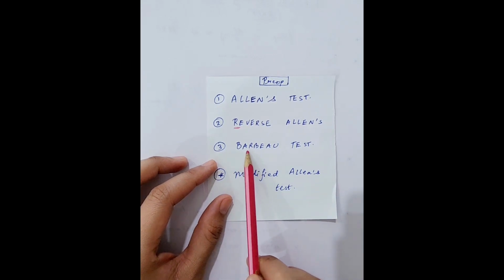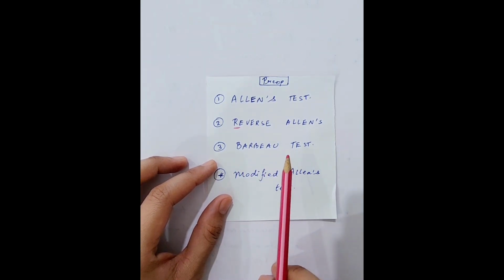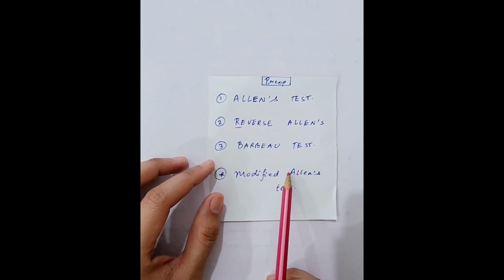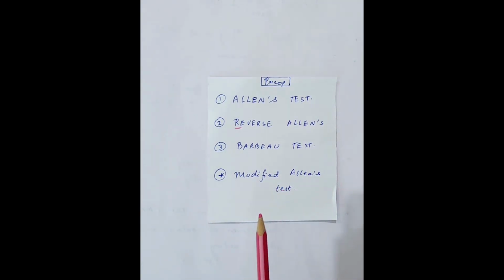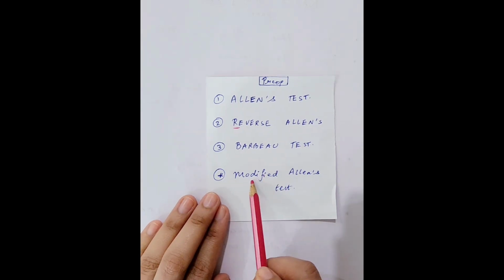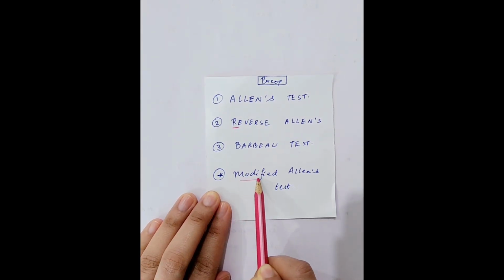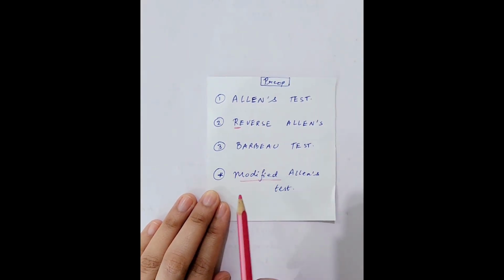There is also a test known as the Barbeau test, which is basically similar to an Allen's test, but in this case a pulse oximeter probe is used to assess the vascularity of the hand. So remember, when we are talking about a radial artery forearm flap, we are talking about a modified Allen's test.